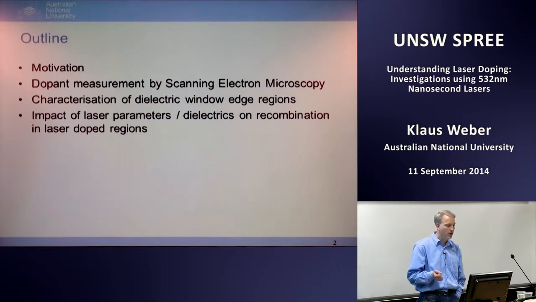And the third area is a fairly fundamental look at the impact of different laser parameters and dielectrics on the recombination when you want to do laser doping and you create a laser-doped region. What kind of damage do you introduce? How does it vary with different laser parameters? What's the influence of the dielectric films?